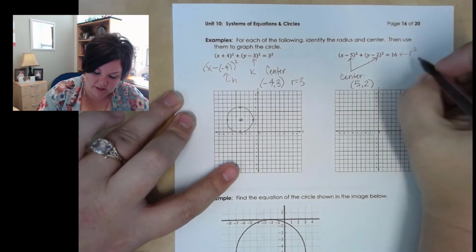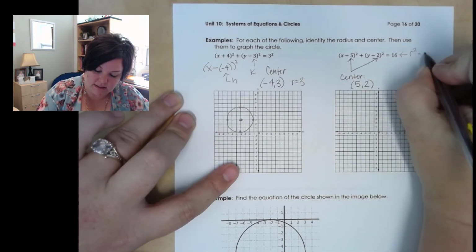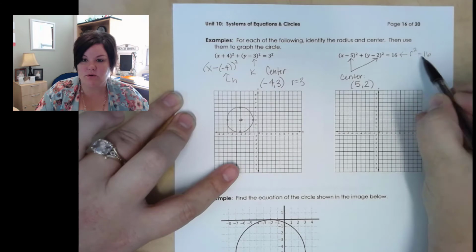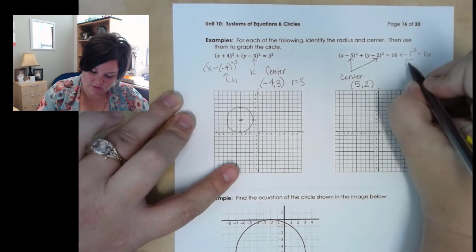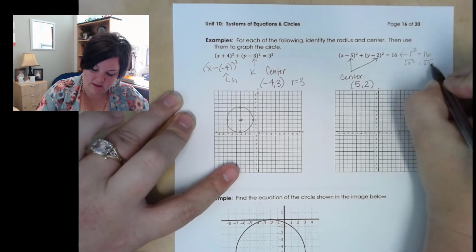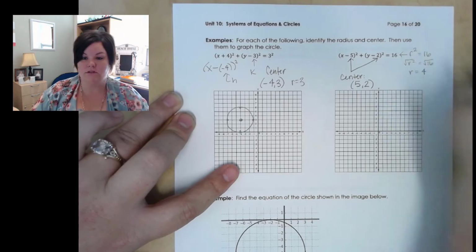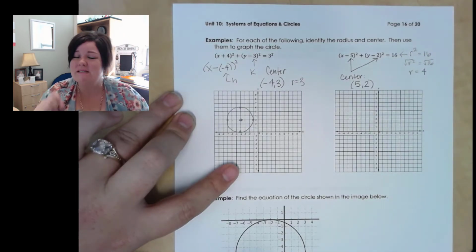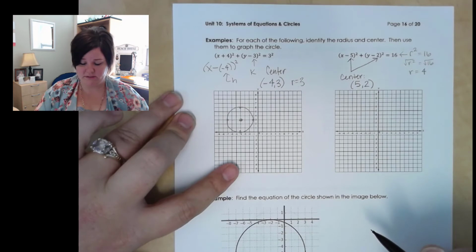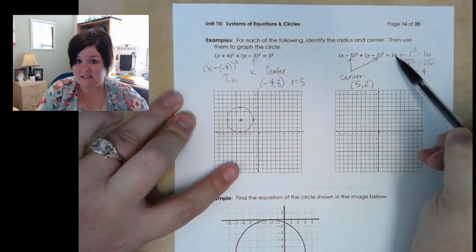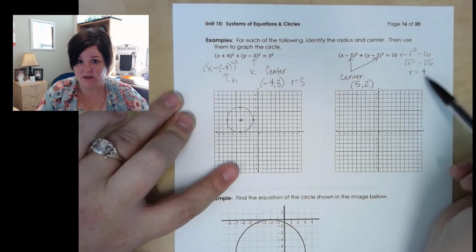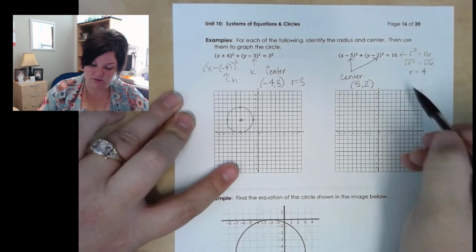Or you can actually solve this. You can say r squared is equal to 16, and then you can take the square root of both sides, right? Square root of r squared equals the square root of 16, which means that r equals 4. Okay. The biggest mistake I see with these problems is people squaring 16 to find the radius versus taking the square root of 16 to find the radius. Okay, so make sure you know the difference.